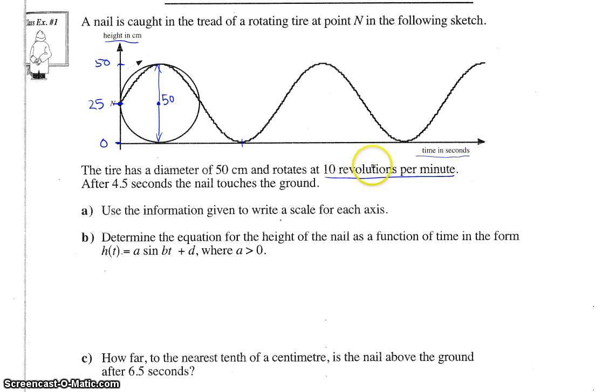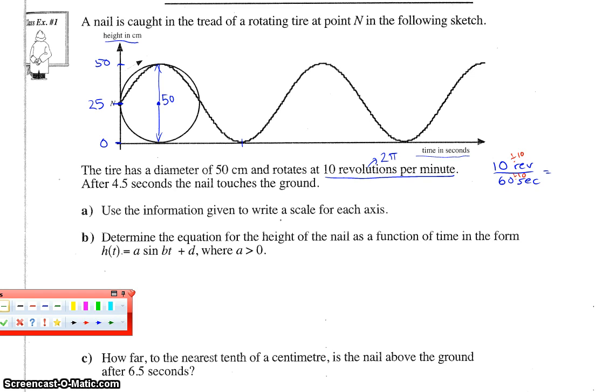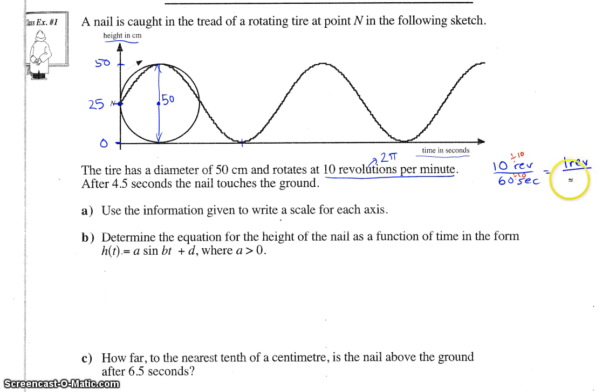So first of all, a revolution would be, think once around the unit circle, 2 pi, or 360 degrees, but we're going to stick with radians because this is an application question. Okay, so there's 10 revolutions per 60 seconds. Let's go with seconds. Okay, so if we divide that by 10 on top, divide by 10 on the bottom, we can reduce that to actually 1 revolution would be equivalent to 6 seconds. So in other words, it takes 6 seconds for it to rotate once.